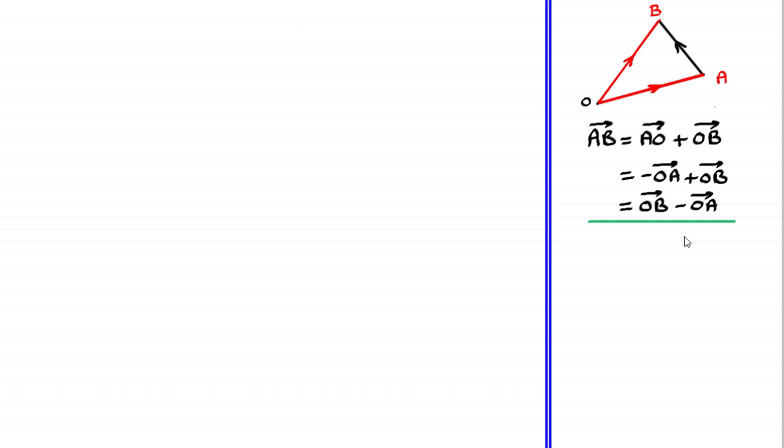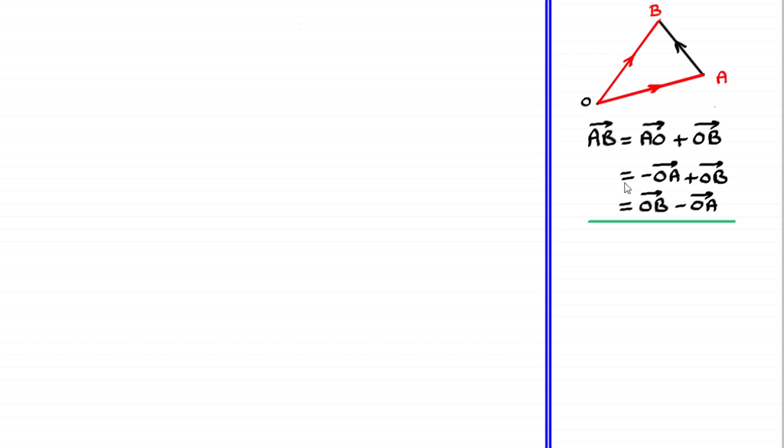P to Q is the same as going from O to Q minus O to P. That's right. When you want to go from P to Q, it's not P to O, as Pooh has said. Going from P to Q is O to Q minus O to P. Let me show you. If you're going from A to B, all you need to do is think of it like this.